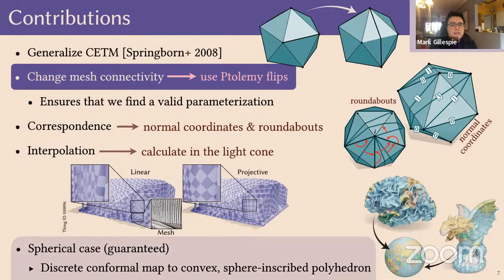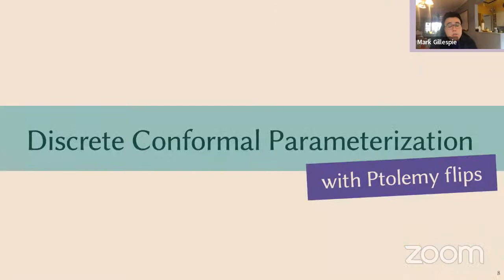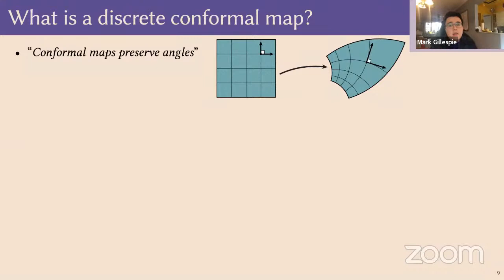Okay, so now let's talk about how you actually compute discrete conformal parameterizations. Along the way, we'll see what Ptolemy flips are and why they're so helpful. But before diving into the details, I first really need to say what exactly I mean by discrete conformal map.